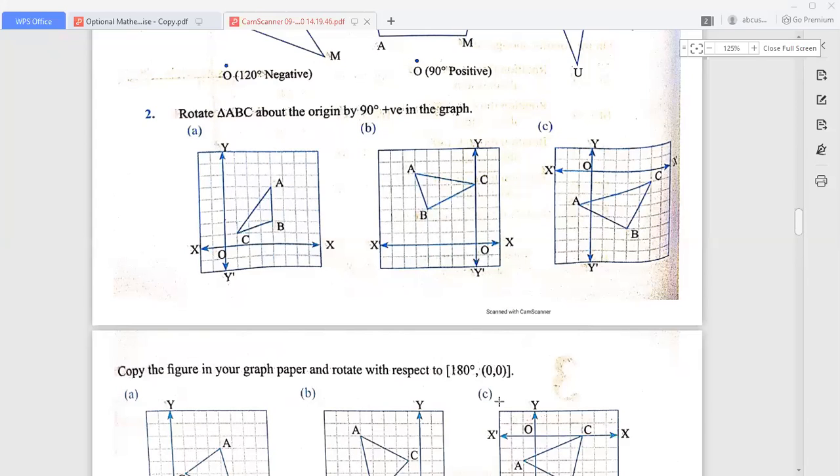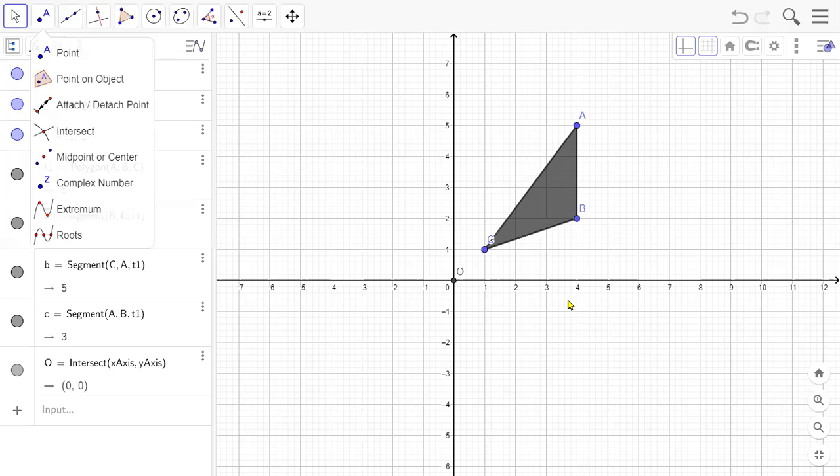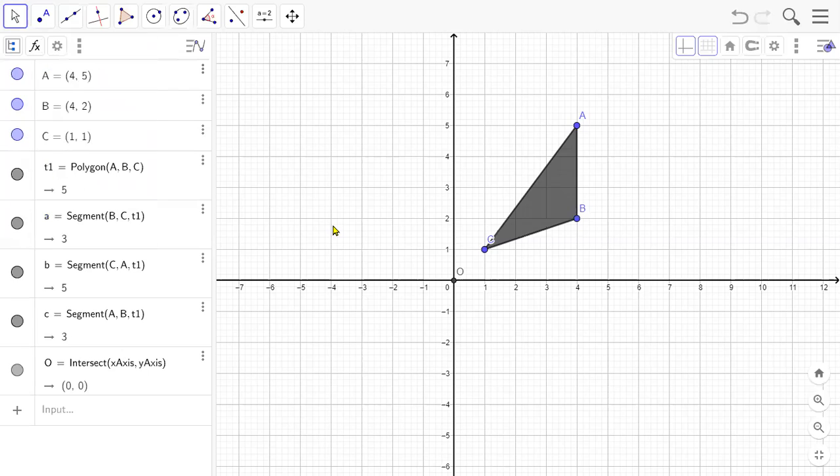Okay, let me just clear it. I hope you all understand the rule. Let's go back to the graph and then we will apply the rule for each vertex. Okay, let's apply that rule here.